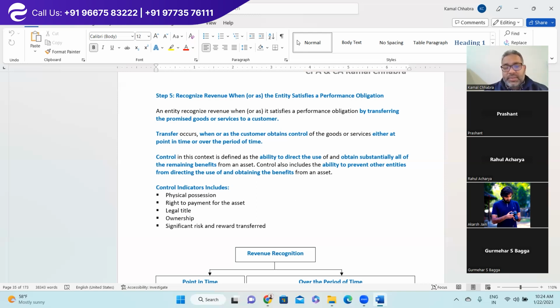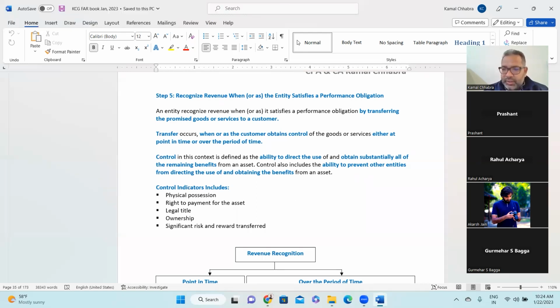So control in this context is defined as the ability to direct the use. This is very similar language to what we studied in step 2. That means you can say you have control of any particular asset when you have the ability to direct its use, whether I should be using it, my team member will be using it, or I'm giving it to a third party vendor. For example, if you are a car leasing company and you have multiple cars and you give a car on lease, you have a right to give that asset to the respective customer, right? So you are directing the use of the car.